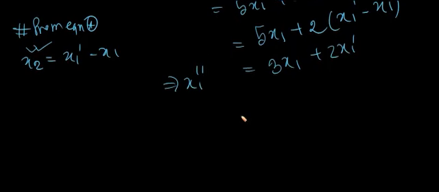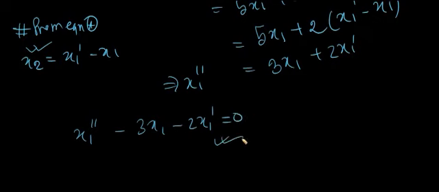Now we have a differential equation written in terms of x1 only. So our differential equation is x1 double prime minus 3x1 minus 2x1 prime equals 0. And this is something you are already familiar with, and you can easily solve it. Similarly, a similar calculation can be done for x2, and you can also extract out x2 as well. So this seems pretty easy, but is it always true?